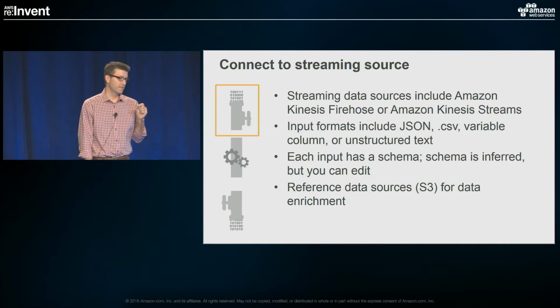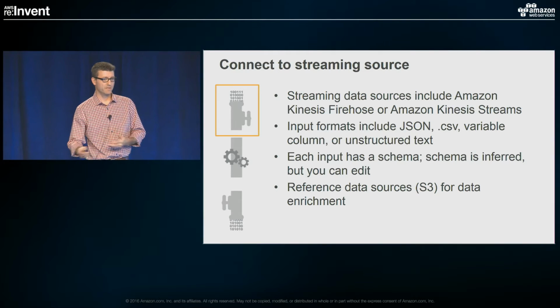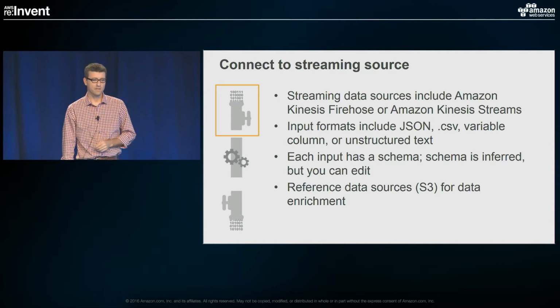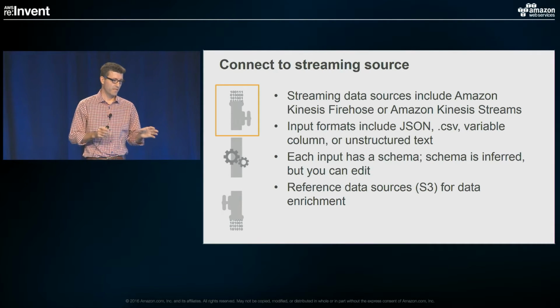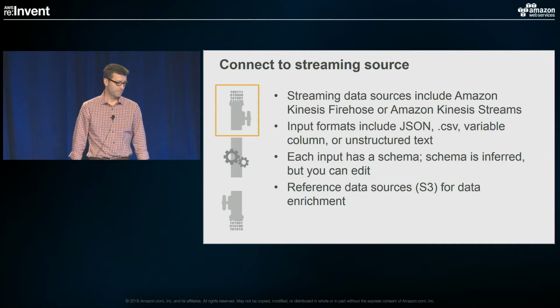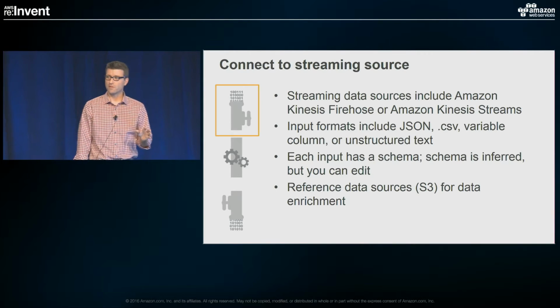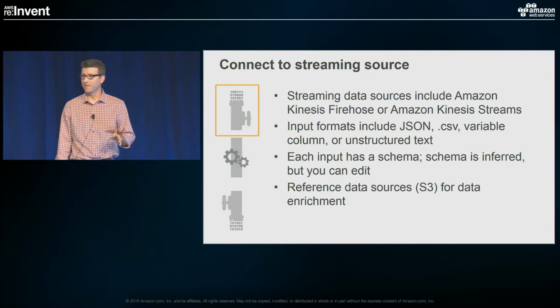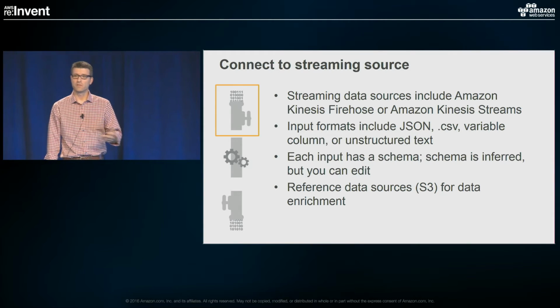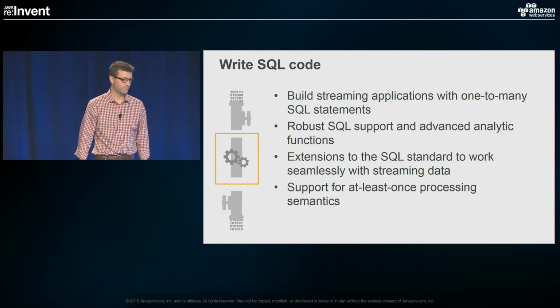And so when you connect to a streaming source with Kinesis Analytics, it will create a schema based on your input data. You have some options around that, and we'll get into the details of that, but it's important to realize that a schema is created from your input data. And you can also leverage reference data sources, static data that you might have in S3. You can use that in your application as well to enrich the streaming data in real time.